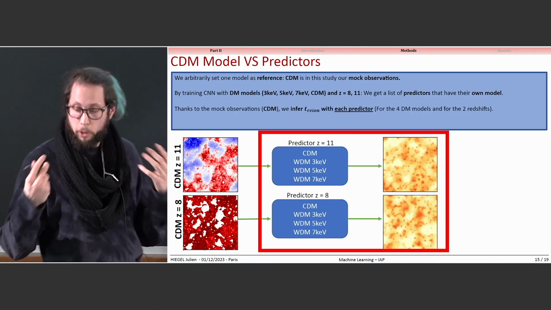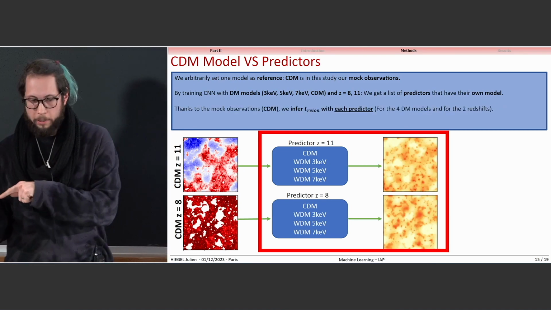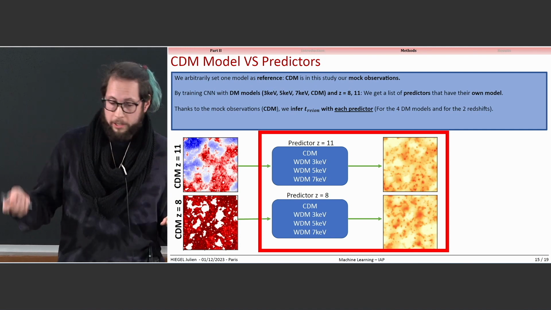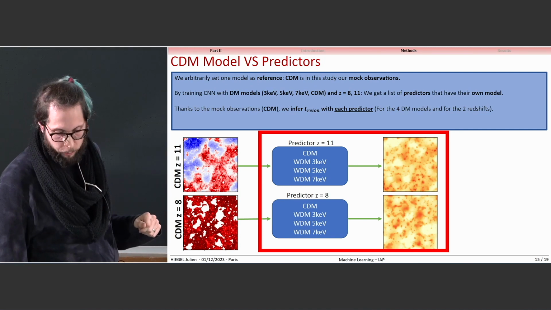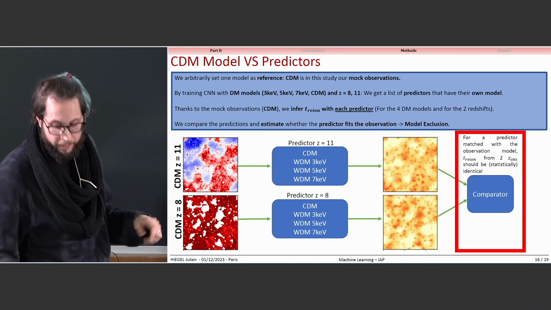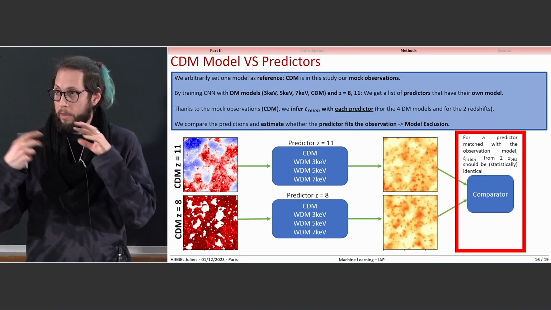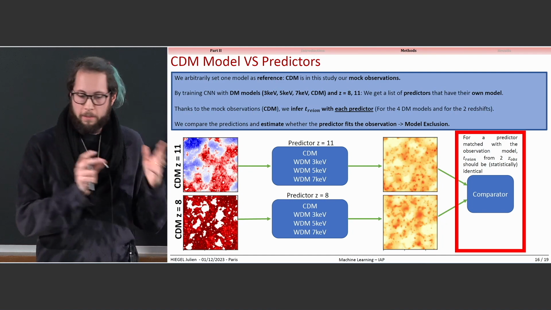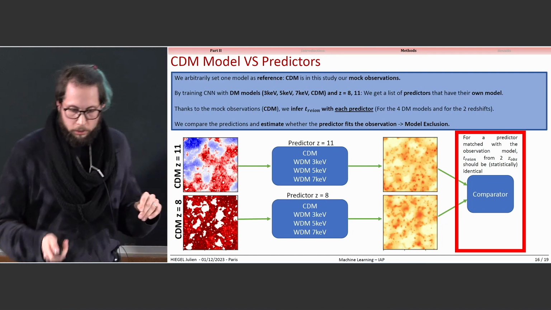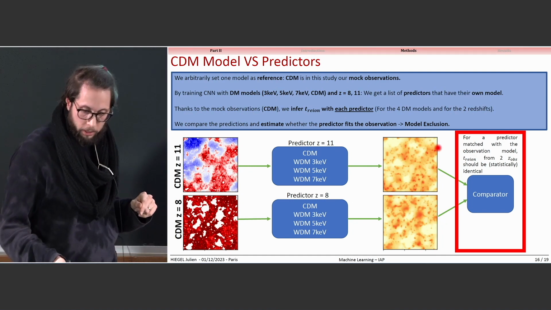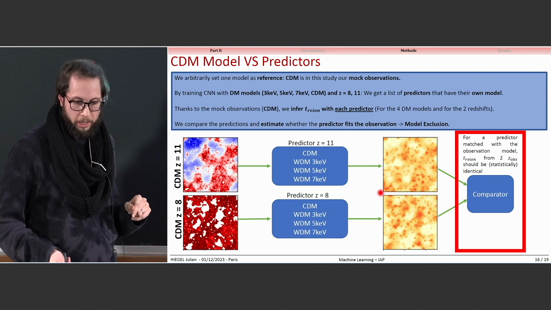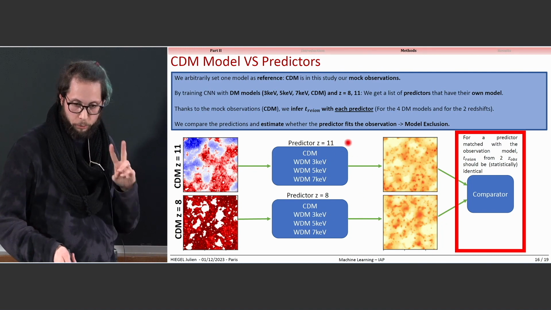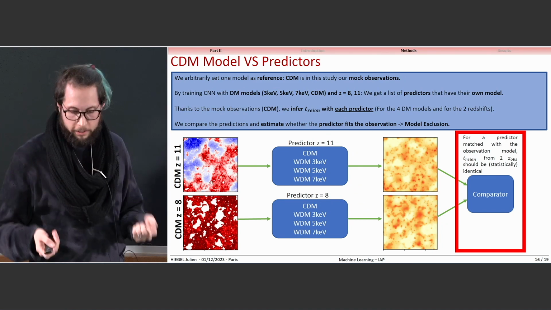Afterwards, thanks to the mock observations, so still the cold dark matter, we infer the reionization time with each predictor, and eventually what we want to do is just to compare the predictions and estimate whether the predictor fits the observation or not. So here we can do that because the two predictions coming from a given predictor model but with two different redshifts should be statistically identical.